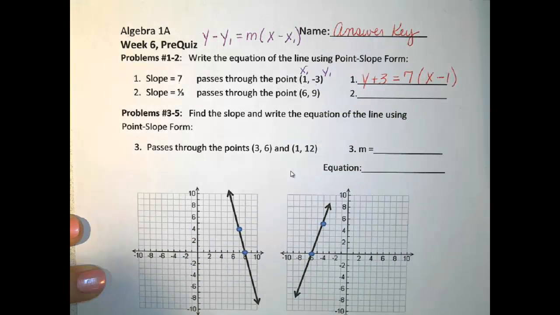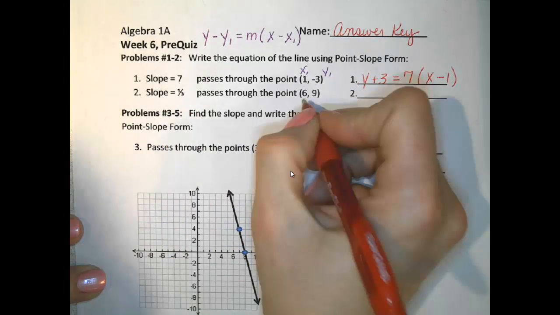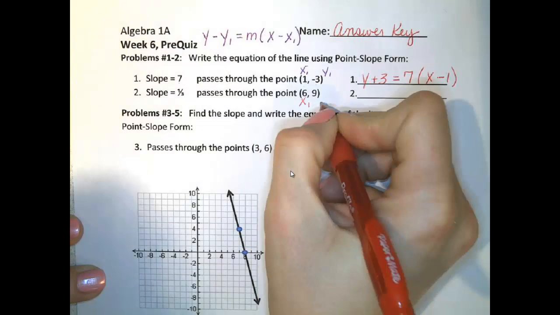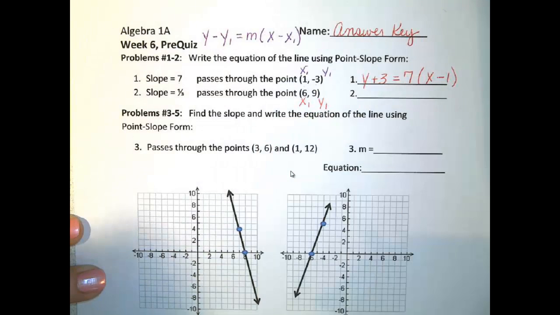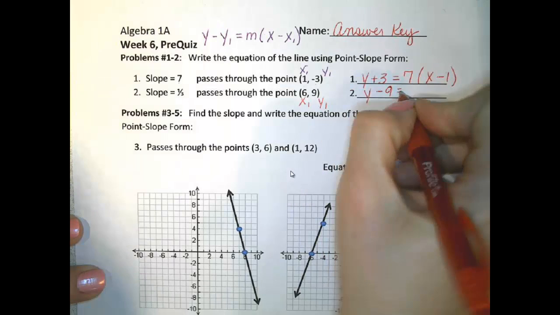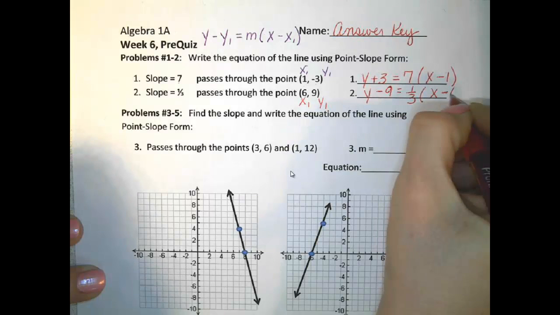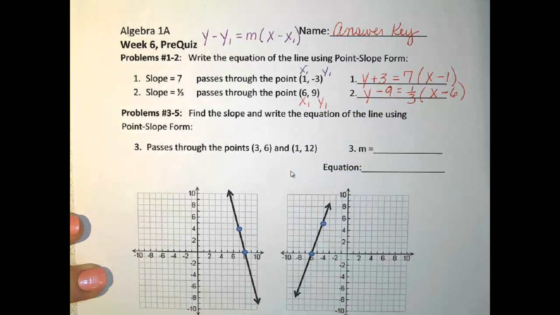In the second question, we are given a slope of 1/3 and the point (6, 9). So 6 is x1 and 9 is y1. And the equation would be y minus 9 equals 1/3 times x minus 6. In these two problems, you are simply substituting the slope, x1 and y1. In the third problem, you must first find the slope before you can write the equation.